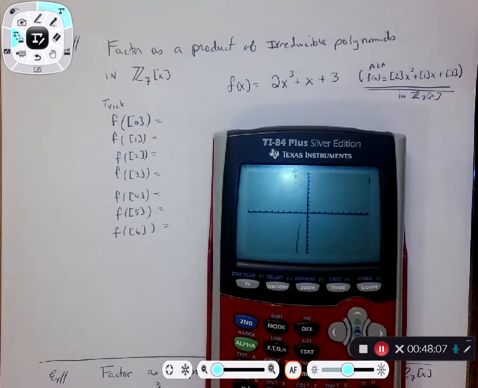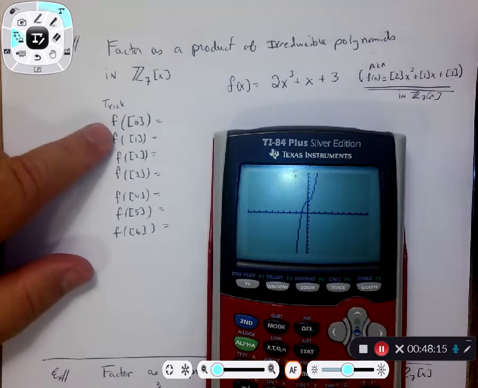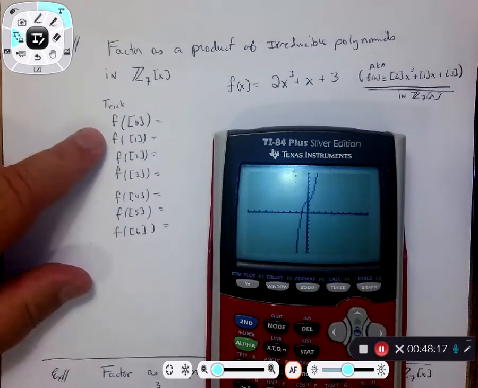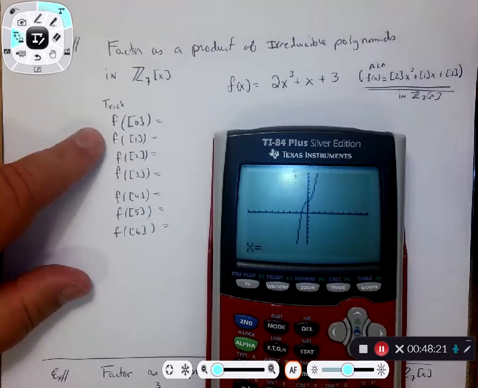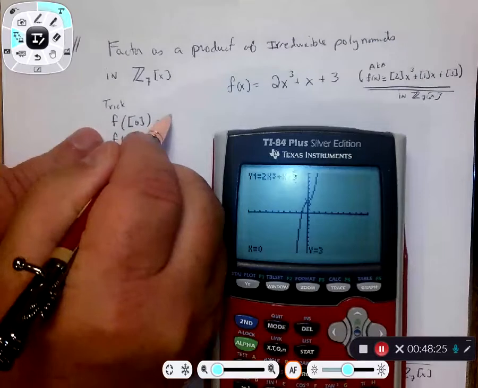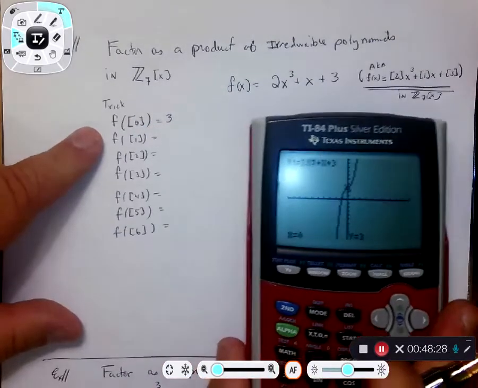The first trick is I'm just going to do a zoom standard, negative 10 by 10 screen. I know there's the graph of it, but I'm not looking for zeros to actually cross the x-axis because I'm in Z7 adjoin x. All I'm going to do is evaluate this function at these points. Second, calculate value. What's the value of the function when x equals 0? It's 3.